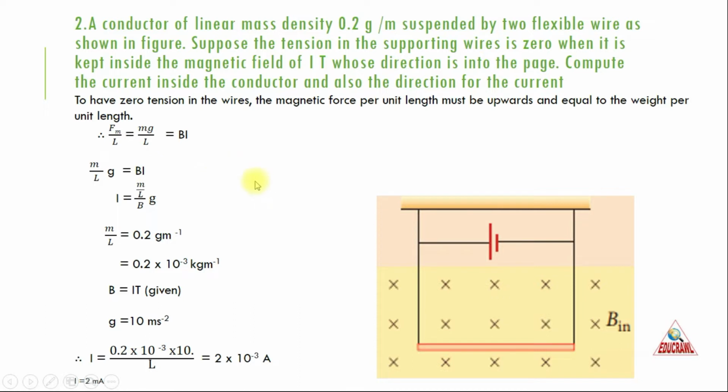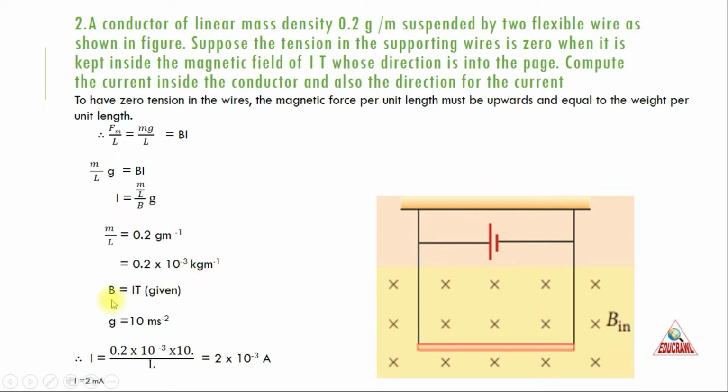Our aim is to find the current inside the conductor, that is, the I value. Rearranging this equation for I, we get I is equal to (m/L) g divided by B, where m/L is the linear mass density. Linear mass density means how much mass is concentrated in a given length of the wire. Its value m/L is given as 0.2 gram per meter. When you convert that into kilogram, it will be 0.2 into 10 power minus 3 kilogram per meter.